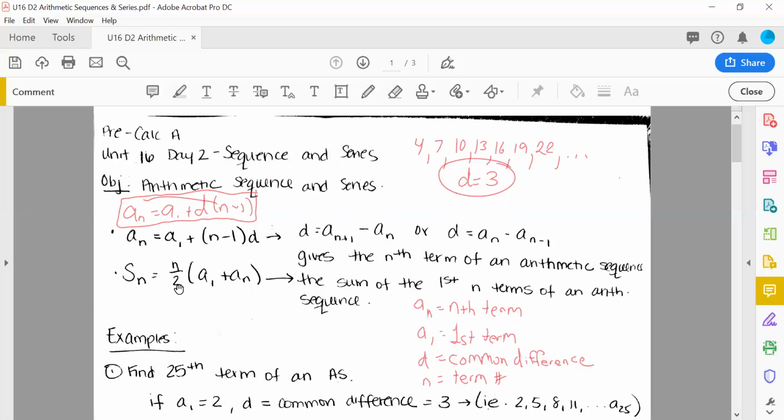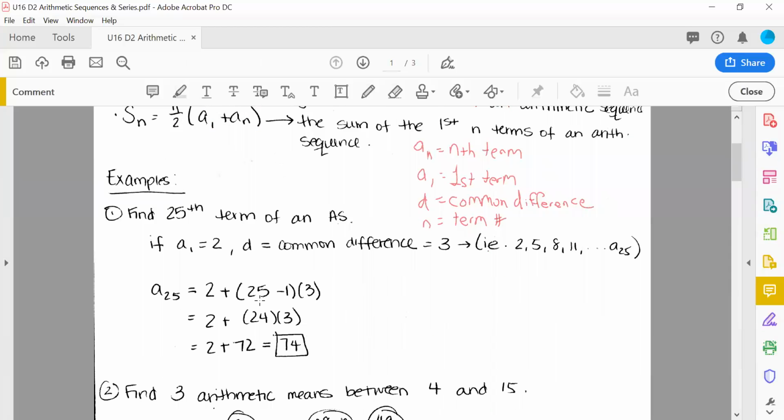And then to find the sum of the first n terms of an arithmetic sequence, thus the series, I take the number of terms divided by 2, then I take the first term plus the nth term. Okay, we're going to deal with both of those formulas in this lesson. Let's get to it. Find the 25th term of an arithmetic sequence if the first term is 2, the common difference is 3, and so they're basically working it all out.